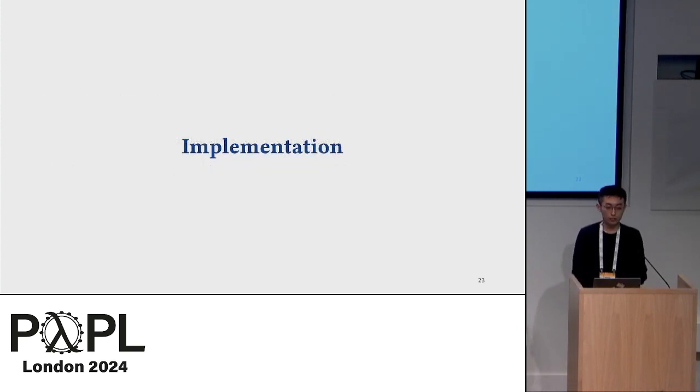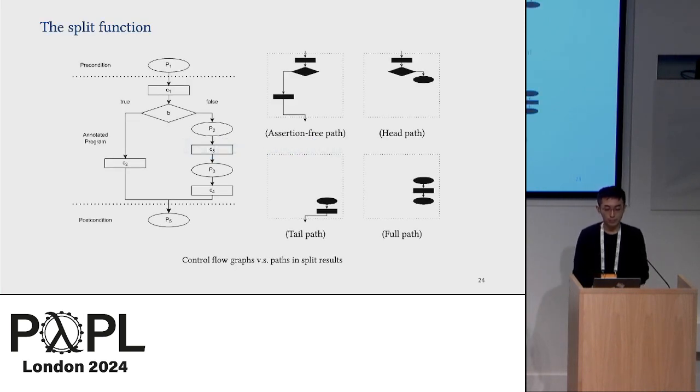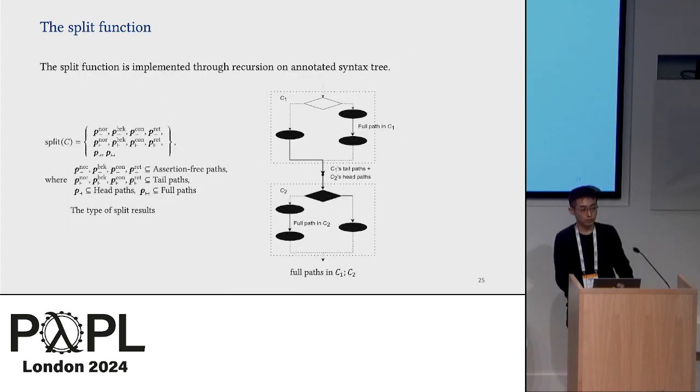After introducing the features of VST-A, we move on to the implementation details. The core of VST-A is the split function that reduces the functional correctness of a whole program to straight-line Hoare triples. There will be four types of paths in the final results. The assertion-free path, which directly goes from the precondition to the postcondition without going through any internal assertions. And the head path going from precondition to an internal assertion. The tail path going from the internal assertion to the postcondition, and the full path going between the two internal assertions. The type of split result is shown at the left.